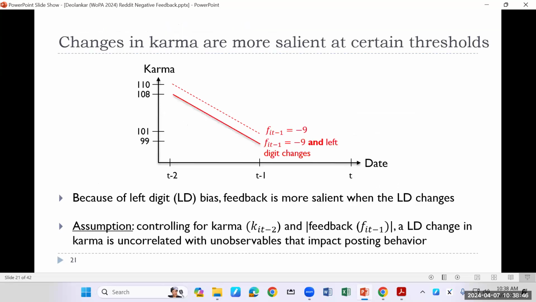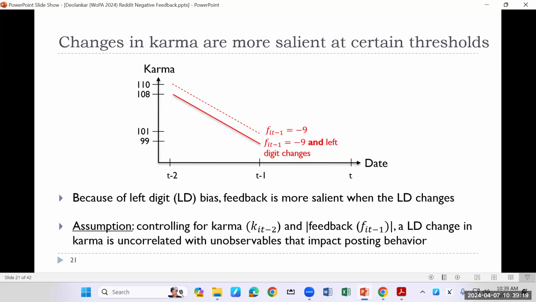So imagine two scenarios, one in which a user's karma decreases from 110 to 101, same as before, and another in which a user's karma decreases from 108 to 99. These two instances are very similar, but there's one crucial difference, which is that the latter scenario is accompanied with a left digit change in the user's karma. There's a wide literature on this left digit bias, which is that individuals tend to evaluate differences differently if the destination variable in one difference crosses a threshold versus if it does not.